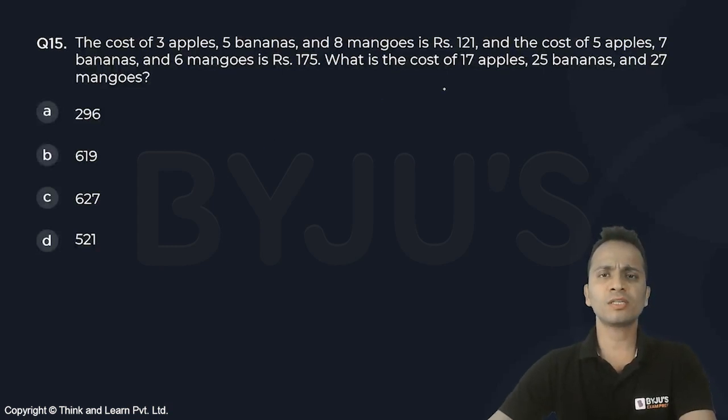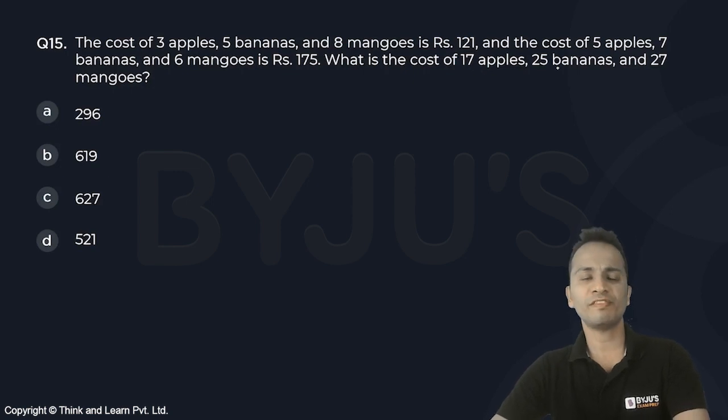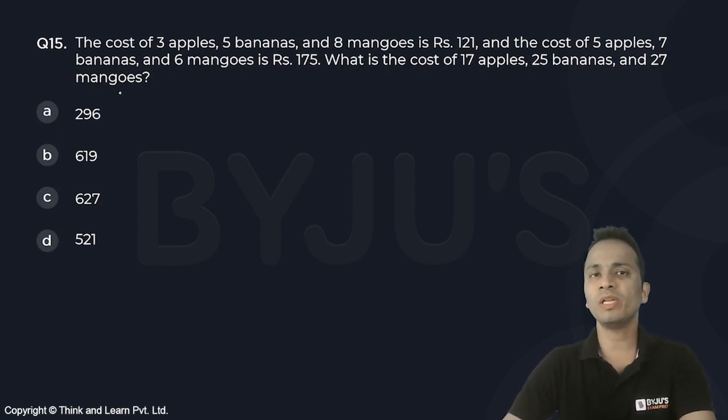Now, finding the value of the third set of variables, 17 apples, 25 bananas, and 27 mangoes, can only be possible if this set of variables is linearly dependent on the first two equations. We will check it and see if it is valid, and we'll find the answer if it is possible. Since "cannot be determined" is among the options, that means it is definitely possible.